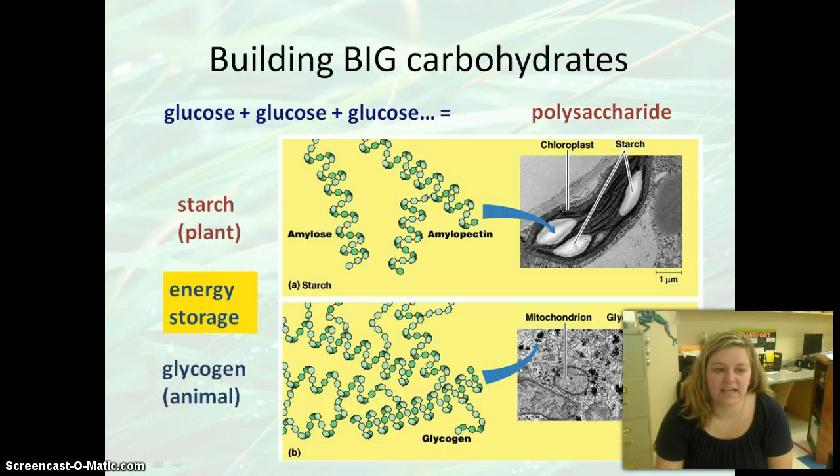Now, if you take a look here, we just see glucose plus glucose plus glucose plus glucose plus glucose plus glucose. So a bunch of monosaccharides put together equal a polysaccharide. So here we see a bunch of monosaccharides being put together to create the starch that is found in a plant. Same thing here. We have a bunch of monosaccharides that are put together to form glycogen, which is a polysaccharide that is found in our liver and muscles.